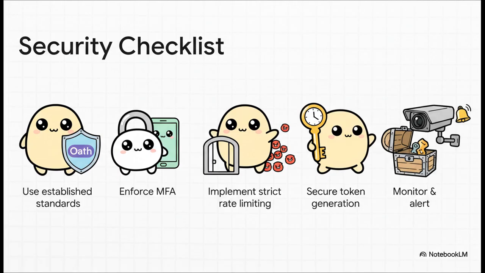1. Use established standards like OAuth. Don't roll your own. 2. Enforce MFA, especially for your admins. 3. Implement strict, fine-grained rate limiting on your login and password reset endpoints. 4. Make sure your tokens are short-lived and are being managed securely. And 5. Monitor everything. Log all your failed attempts and set up alerts for suspicious patterns, because you absolutely cannot stop an attack that you can't see.